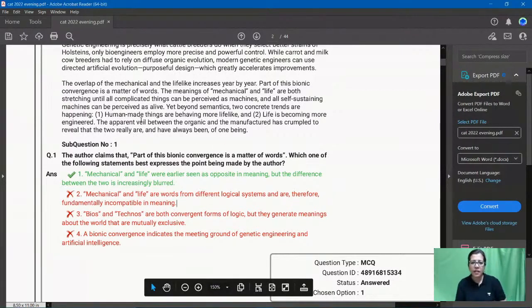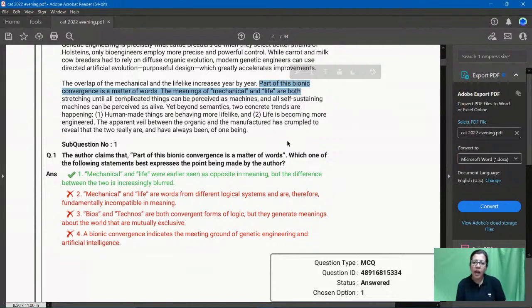So we go over to this sentence. यहाँ इसने बोला है part of this bionic convergence. ठीक है? Now, how do we solve this question? We set our range. Range बोले तो I would start reading from the first line of the paragraph and read the entire paragraph to be doubly sure. Let me show you what I did.